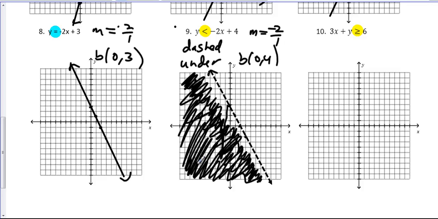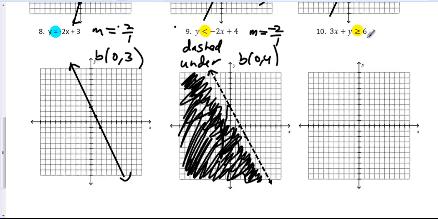Okay, last one, number 10. I'm going to do the same thing as I did in problems 5 and 6 up there, and that is, I'm going to use the intercepts method. Now, this one's easy to solve for y. You could just subtract the 3x and use slope-intercept form. But I want to show you what happens when you're graphing inequalities that are in standard form.